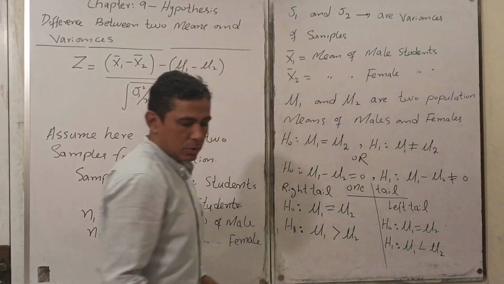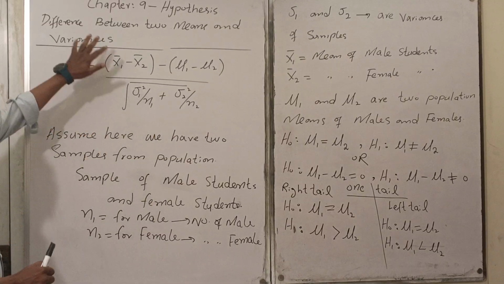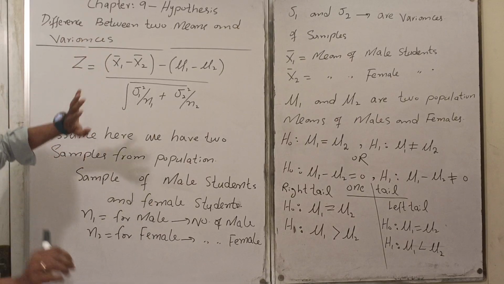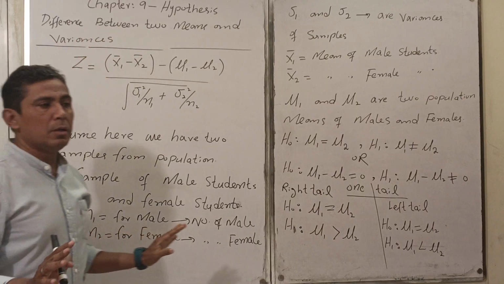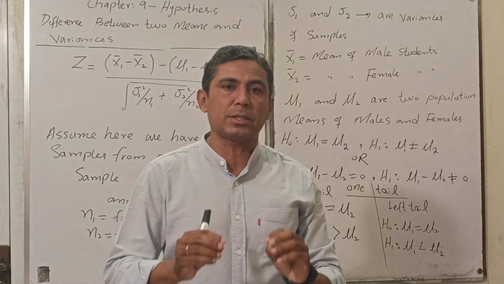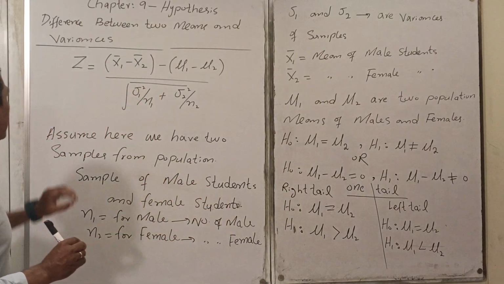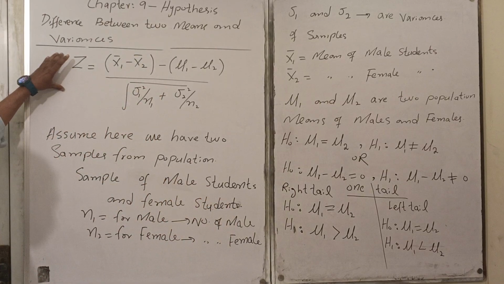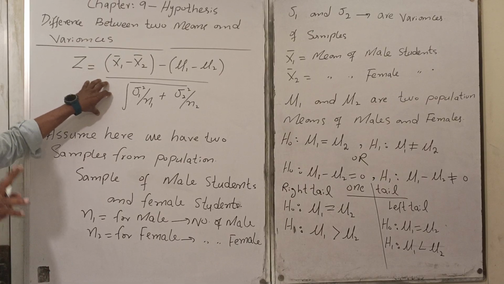Okay, so look at here. In case of chapter number 9, difference between two means and variances, what is the criteria to test hypothesis? The criteria to test hypothesis is the Z calculated value. You will have to learn this formula in case of two means and two variances.